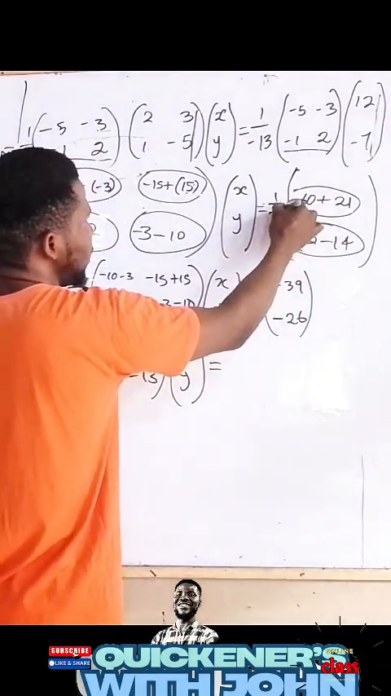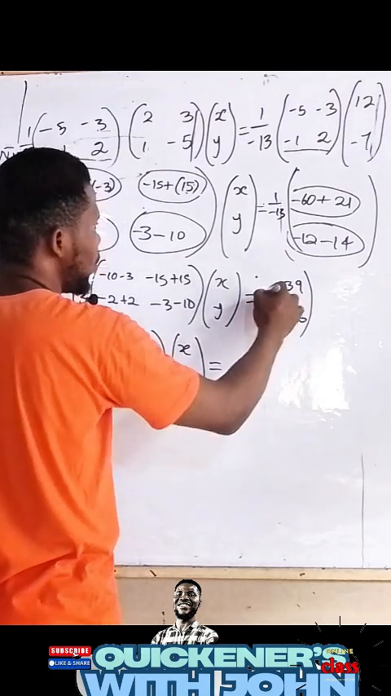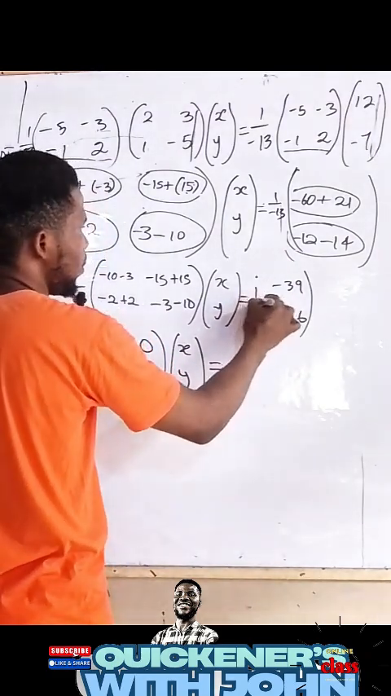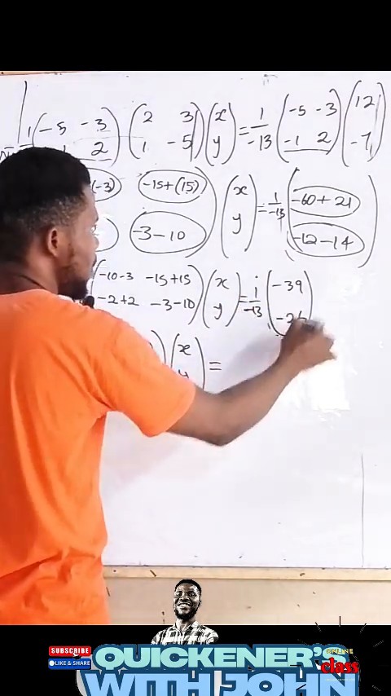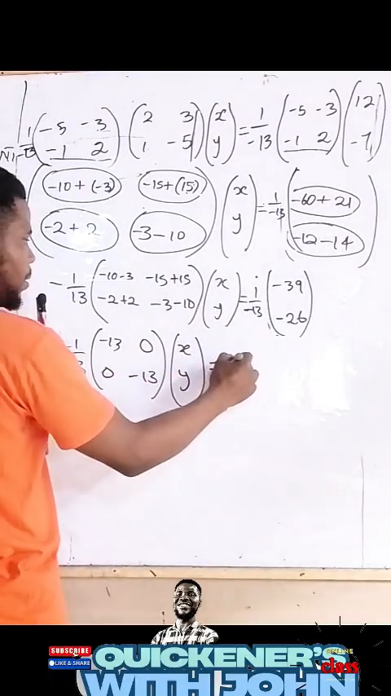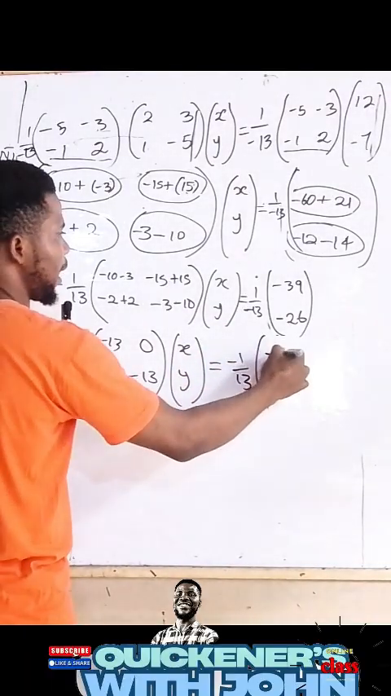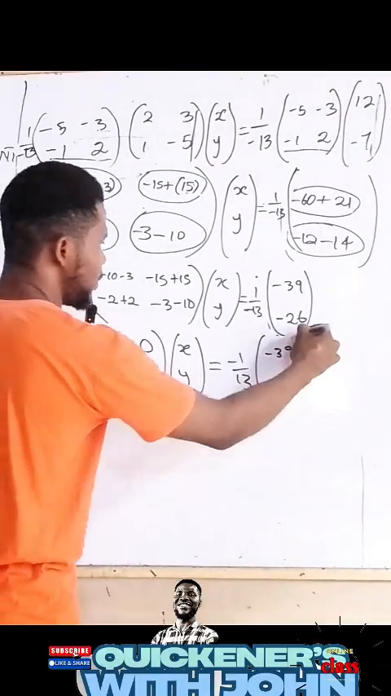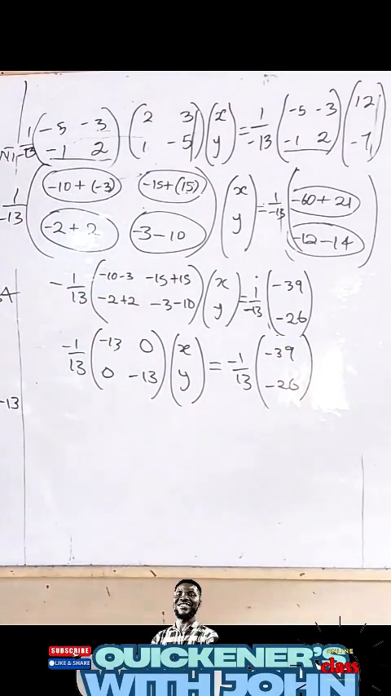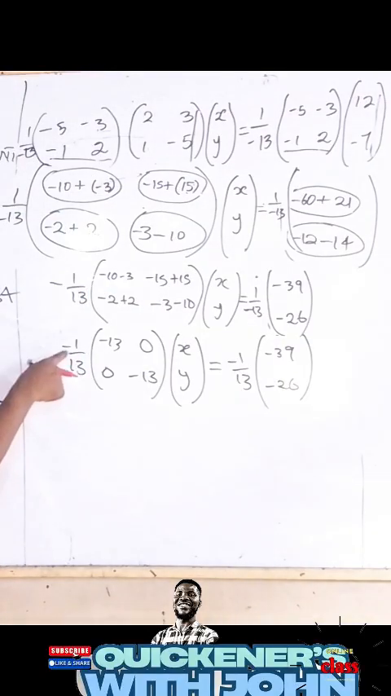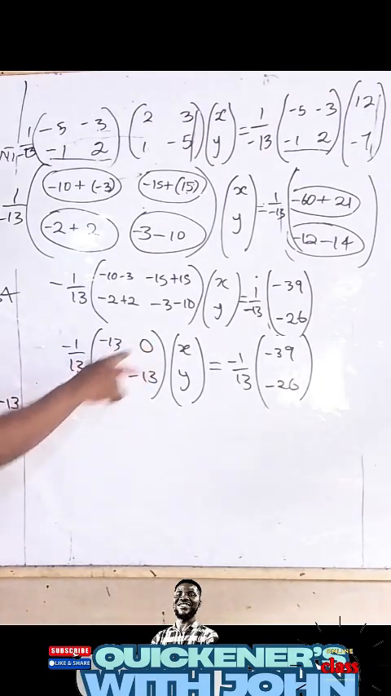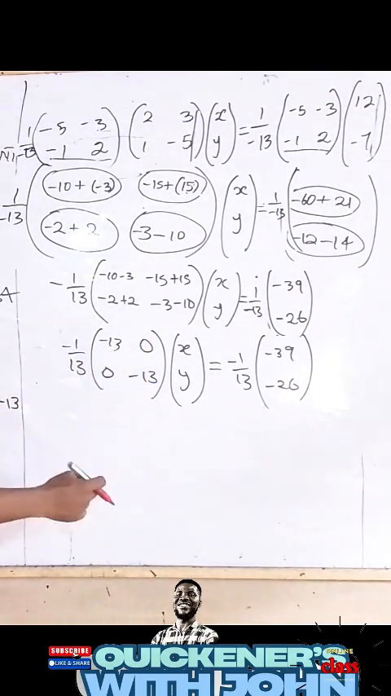1 over minus 13. Then here also, we have what? 1 over minus 13, okay? So, now, minus 1 over 13, we have minus 39, minus 26. Are you with me now? So, what we have? Now, use this minus 1 over 13 to multiply all the cells, okay?